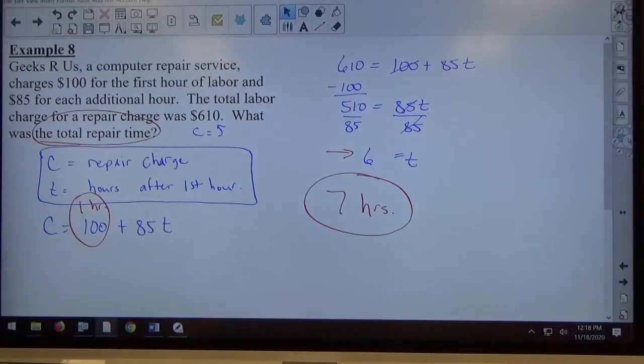As you create your equations, make sure you understand what the variables you're using represent. Make sure you answer the question they're asking based on your understanding of the answers.